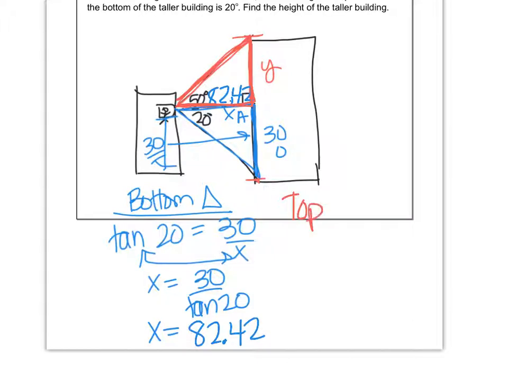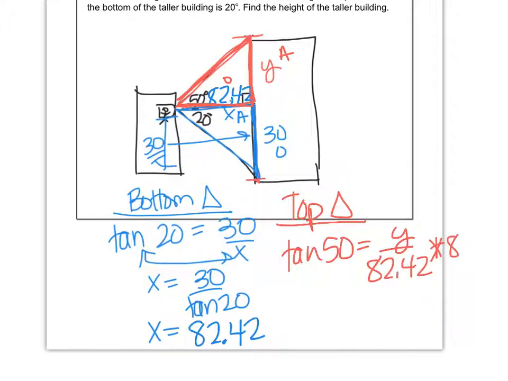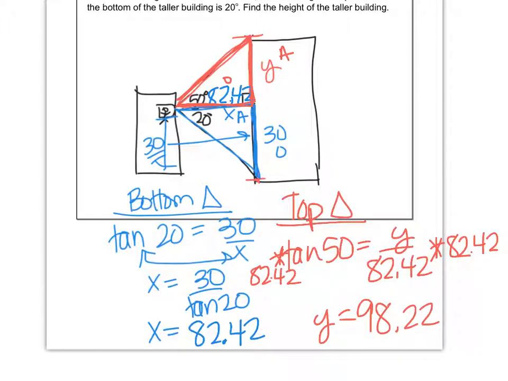Now we can do the top triangle. And we can do, let's see, opposite, adjacent, we can do tangent of 50 equals y over 82.42. And then you'll times by 82.42. And it's going to give you y is 98.22. Just put 98.2. The last step is still, you need to answer the question.